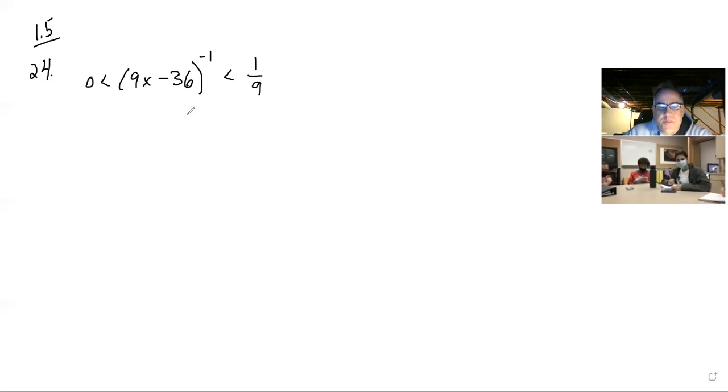So the first thing is any double inequality. I'm just going to write a real simple one over here. If I had 3 less than x less than 5, all double inequalities can be broken up into a compound inequality. A compound inequality is two inequalities that are adjoined by a word, either or and.